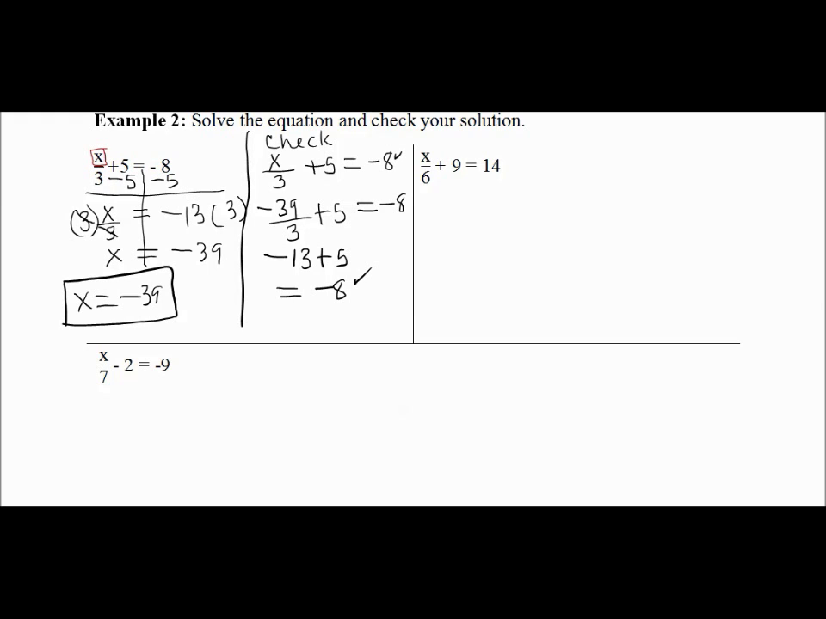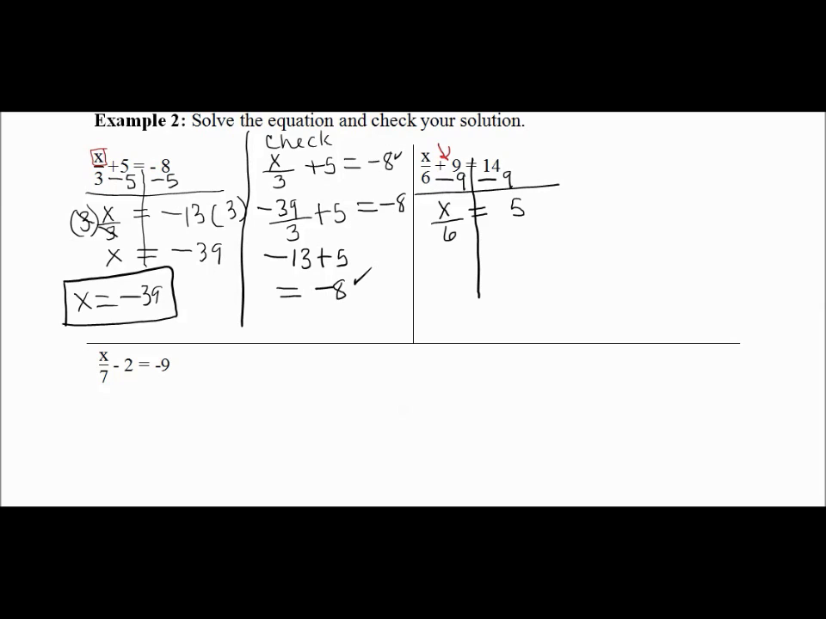Let's look at the next one. Let's try it together. Start off the same way. Draw your line down. I have x over 6 plus 9 equals 14. I know I need to get rid of the plus 9 first. So I want to do the opposite. The opposite of plus 9 would be to minus 9, subtract 9 from both sides. Going to bring down what I have left. x over 6. Bring down your equal sign. And 14 minus 9 will give you 5.